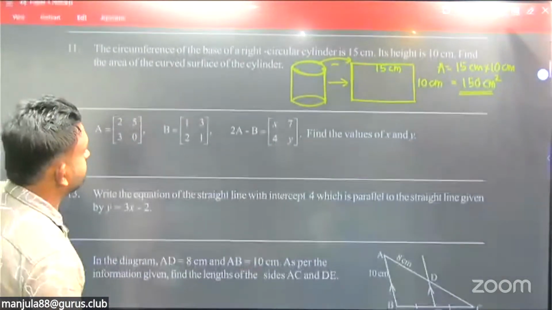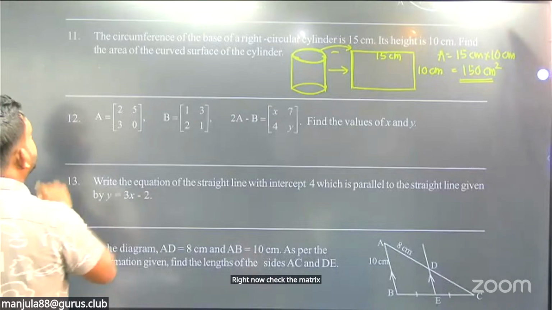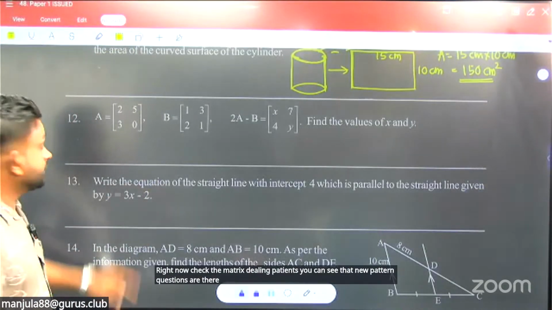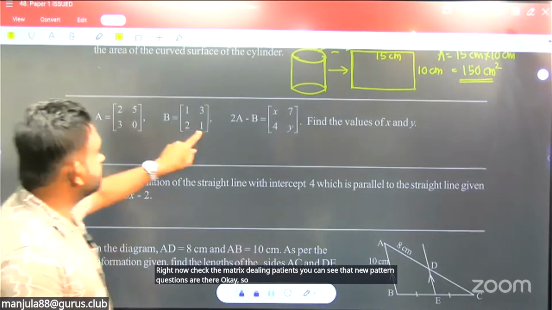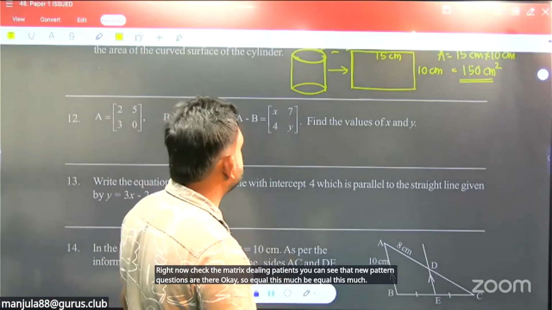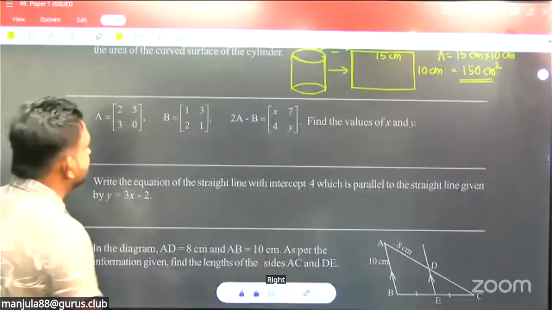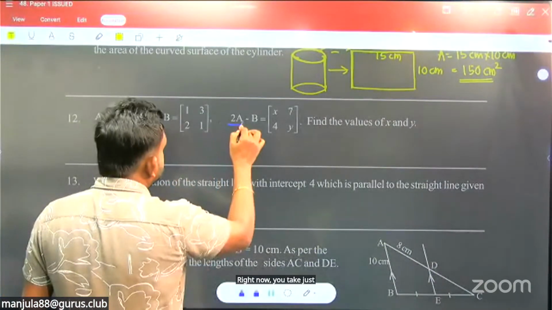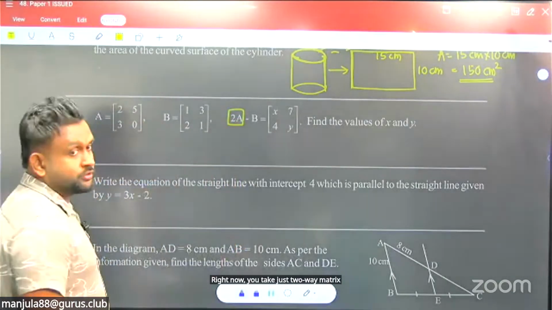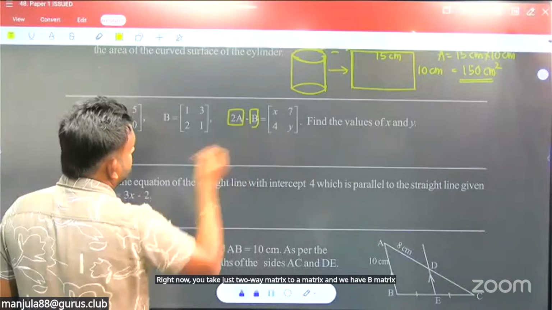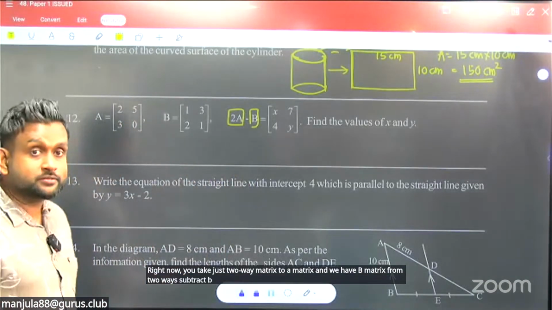Right. Now check the matrix questions. You can see that new pattern questions are there. Okay, so A equals this much, B equals this much, 2A minus B equals this much. Find the value of x and y. Right. Now you take just the 2A matrix, and here we have the B matrix. From 2A subtract B and see what happens to the answer.